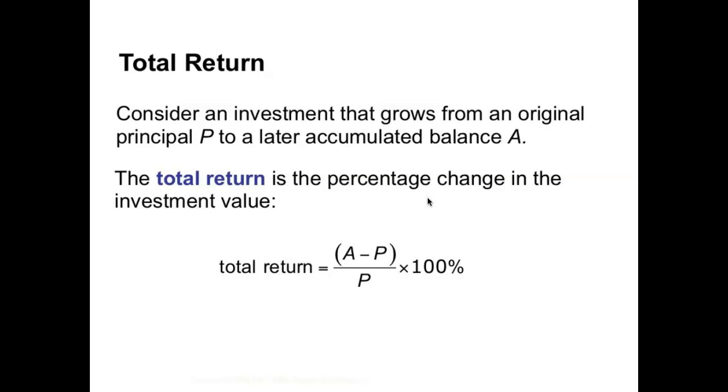The total return is the percent change in investment value. So total return is your accumulated balance minus your principal, the original investment amount, divided by your principal times 100. All right, so this is a formula that you'll need. Give me an emoji hand when you're good.